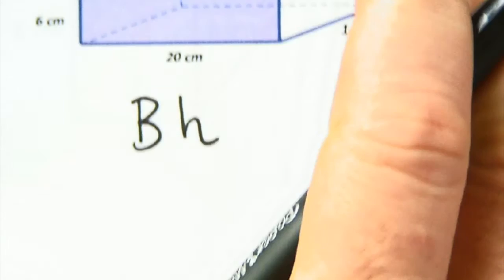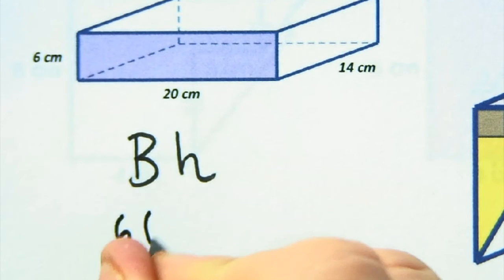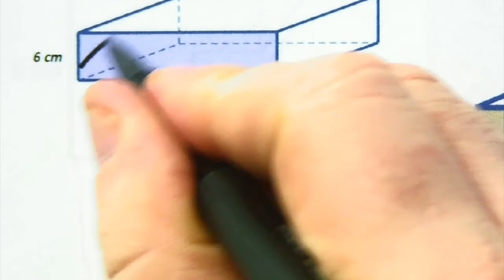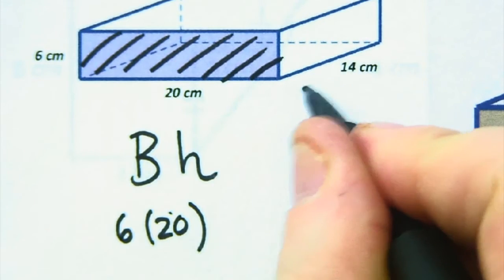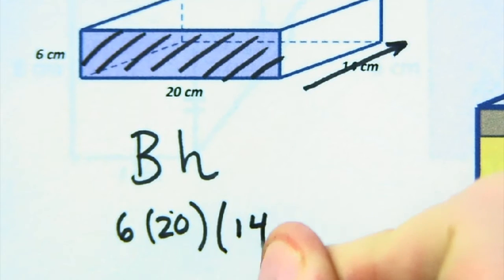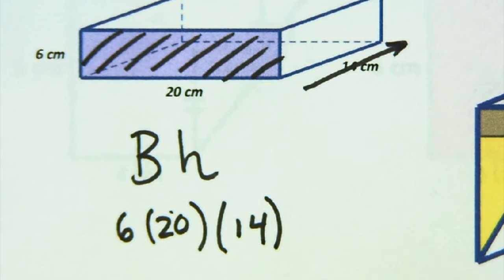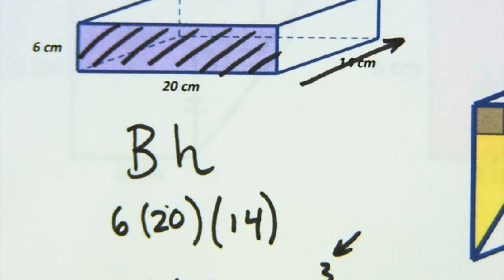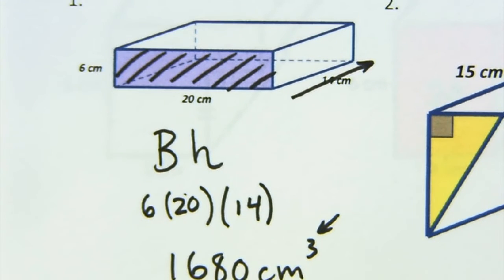So I'm going to use the 6 and the 20. That would get me the 1, and then I would say my height is 14. And when I multiply these together, I get the 120 times the 14, which is 1680 centimeters cubed. Again, notice I'm dealing with a third dimension, so I'm measuring 3 dimensions, and it's cubes that we're calculating here. We're looking at how many cubes fit into that.